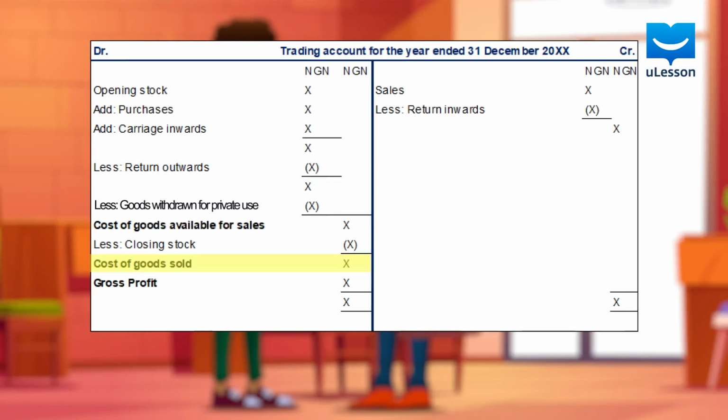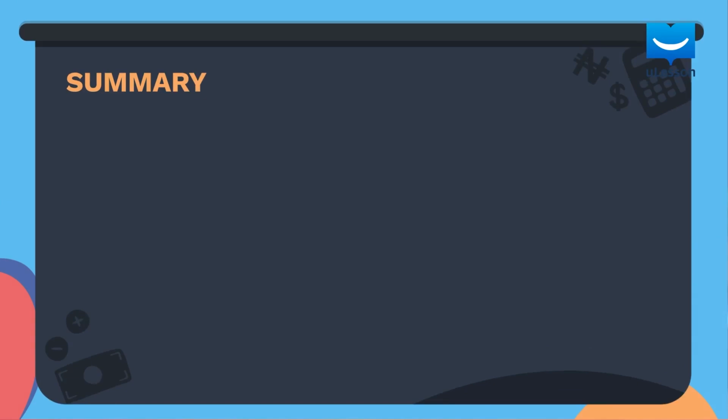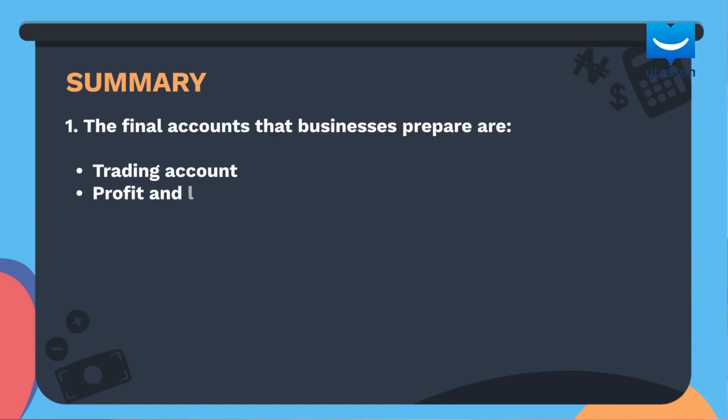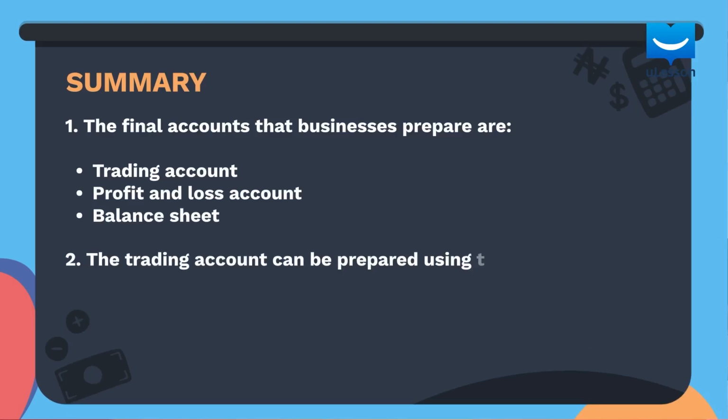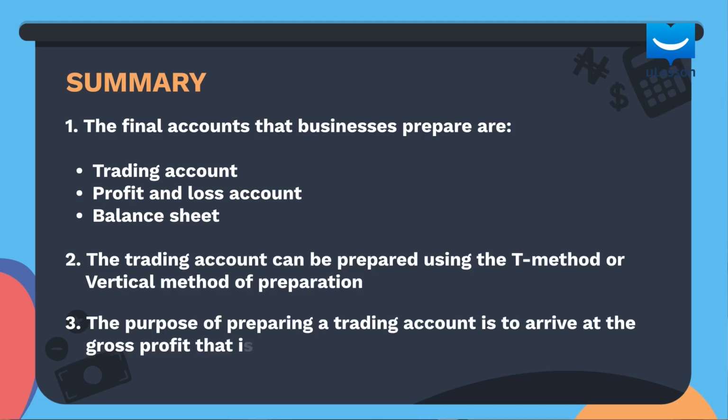The final item on the trading account is the gross profit. The gross profit is calculated by deducting the cost of goods sold from the net sales. In summary, the final accounts that businesses prepare are trading account, profit and loss account, and the balance sheet. The trading account can be prepared using the T method or the vertical method of preparation. The purpose of preparing a trading account is to arrive at the gross profit that is made by a business in a period.